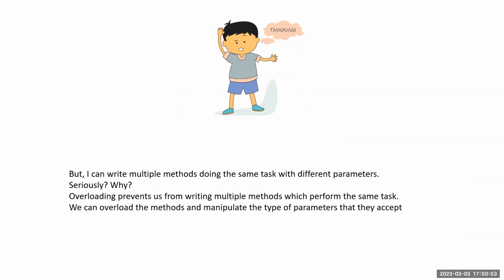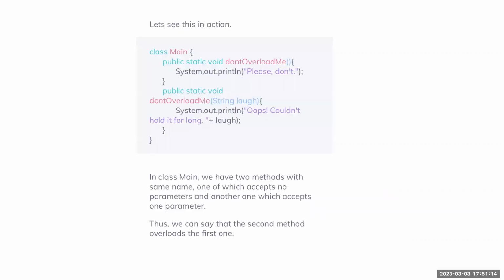As I mentioned, I just took an example of addition of two numbers. So overloading prevents us from writing multiple methods which perform the same task. We can just overload those methods and manipulate the type of parameters so that they can accept. Okay, so something like this.